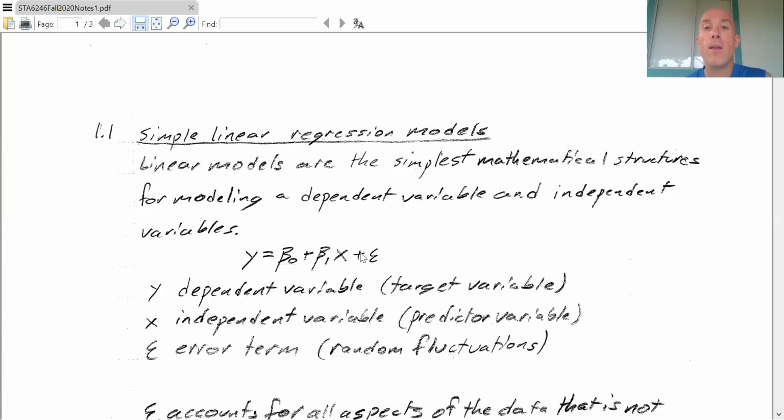Now, when we say error term, that doesn't necessarily mean a mistake. Error in this situation accounts for everything that can happen that is not accounted for by the remaining part of the equation. That could be random fluctuations, measurement errors, mistakes in recording, or other variables that we don't know about, but this is how we are modeling it. In this situation, we're going to make the assumption that there are no other variables that we don't know about, and that x is the only variable that we can measure that has an impact on y.